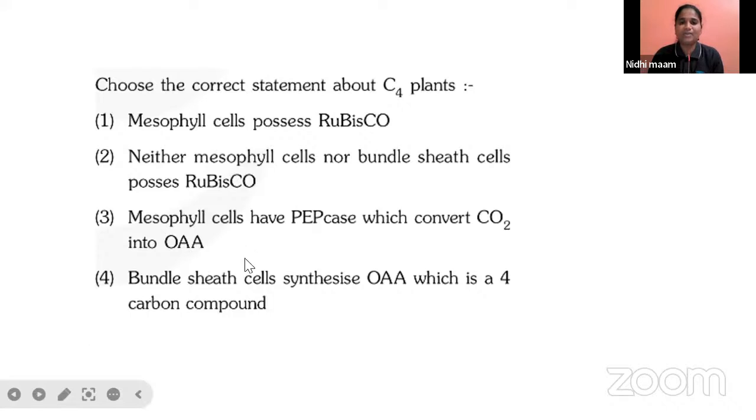Next question. Choose the correct statement about C4 plants. Mesophyll cells possess rubisco. Neither mesophyll cells nor bundle sheath cells possess rubisco. Mesophyll cells have PEP case which converts carbon dioxide into OAA, oxaloacetic acid. Bundle sheath cells synthesize OAA, which is a 4-carbon compound. So which is the correct statement about C4 plants? Just now we discussed C3 and C4, right? So tell me now, what is your answer on this?